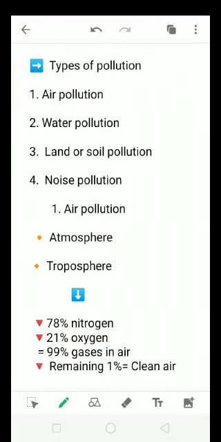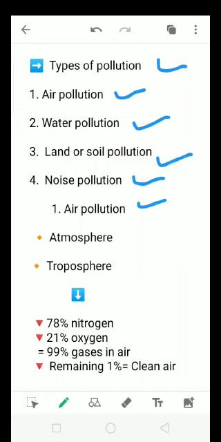Now we will read about the types of pollution. There are four major types of pollution. The first is air pollution, the second is water pollution, the third is land or soil pollution, and the fourth is noise pollution. So first of all, we will read about air pollution.